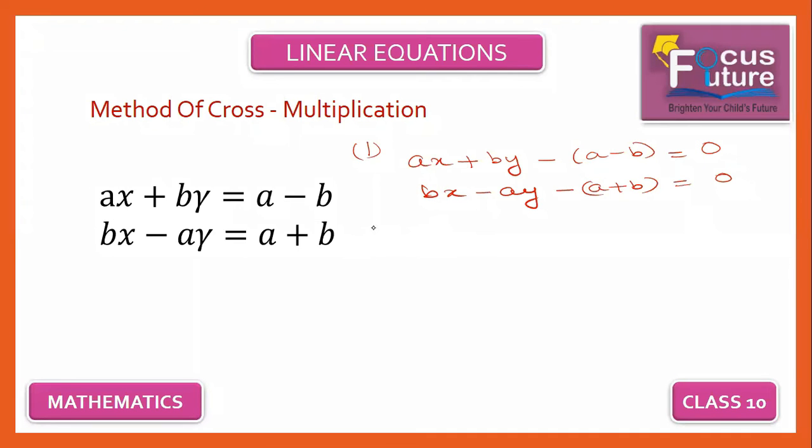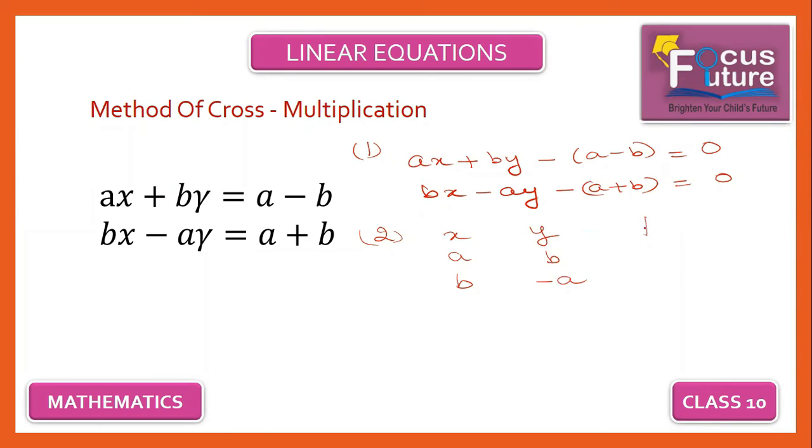What would be your step number 2? In step number 2, you would write all the coefficients of x, y, and 1. So the coefficient of x is a in the first equation and b in the second. Coefficient of y is b in the first equation and minus a in the second.